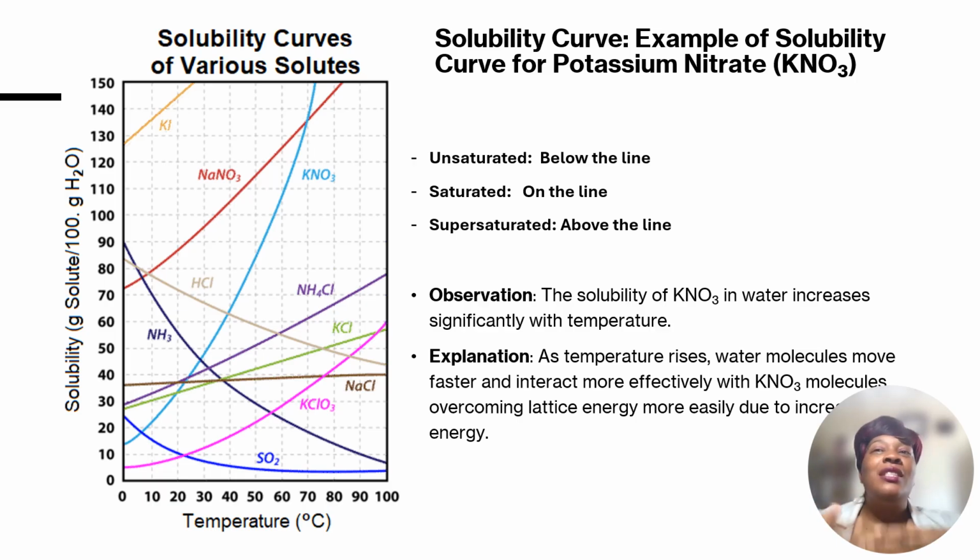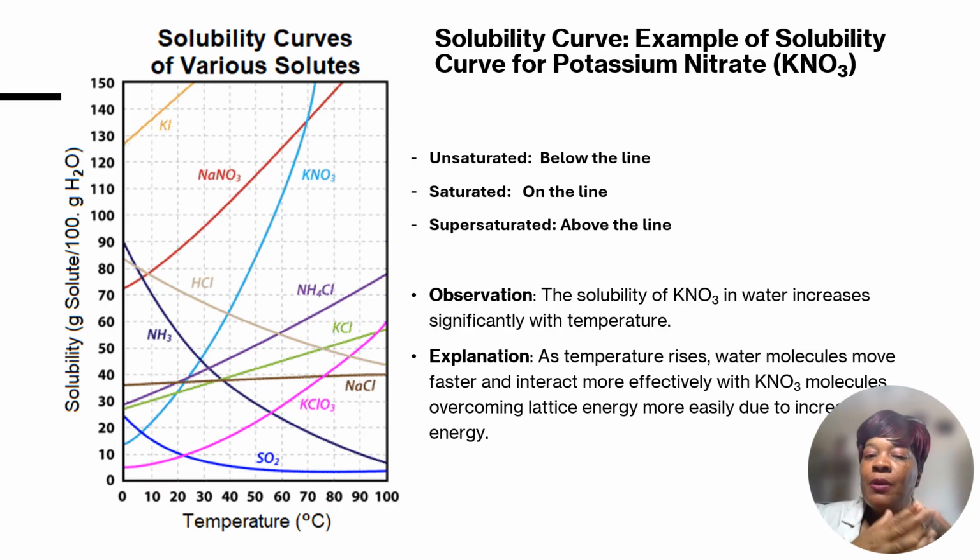We've discussed this several times throughout our unit today. For most solids, solubility increases with temperature because higher temperature provides more kinetic energy to break intermolecular bonds in the solute and solvent, leading to increased dissolution, okay? So as you look at this here, you will notice that the solubility of KNO3, potassium nitrate, in water, actually increases significantly with the temperature.